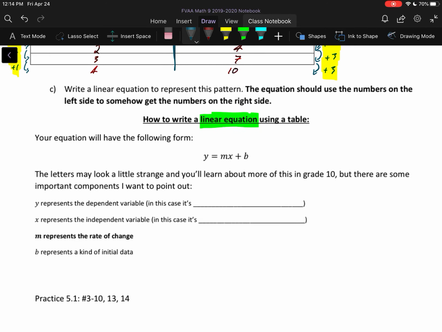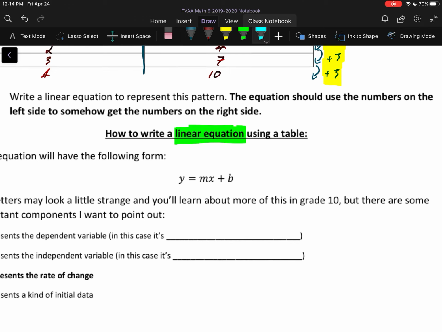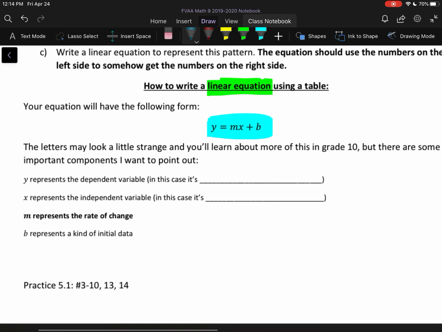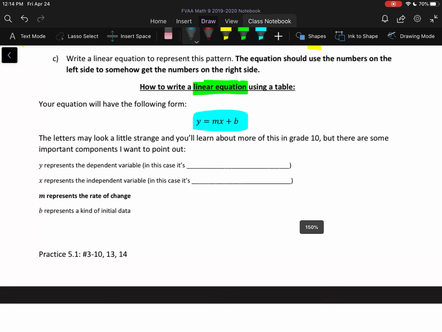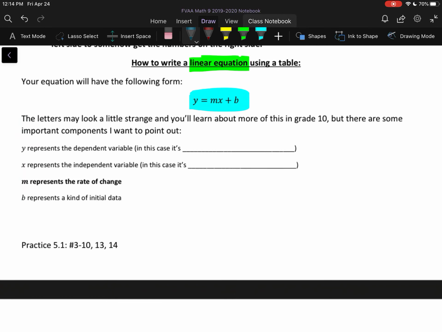First, the format of the equation, this will become a very important equation for you, is y equals mx plus b. You'll be using this equation even when you're in grade 11 and grade 12 and afterwards. It's an equation of a straight line, extremely important. It has a bunch of parts that we're going to describe here first. The letters may look a little strange, but you'll learn more about them in grade 10 and in the future. But there are some important concepts that we can point out.